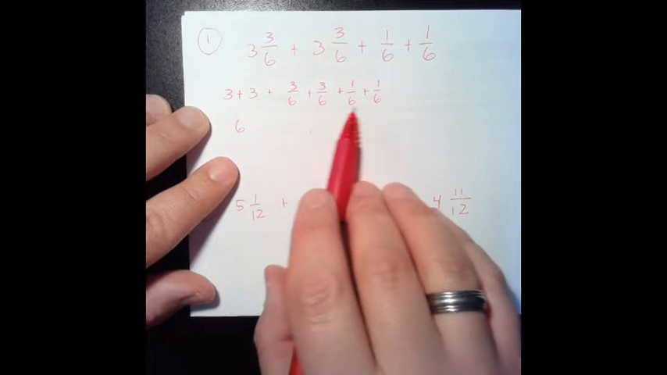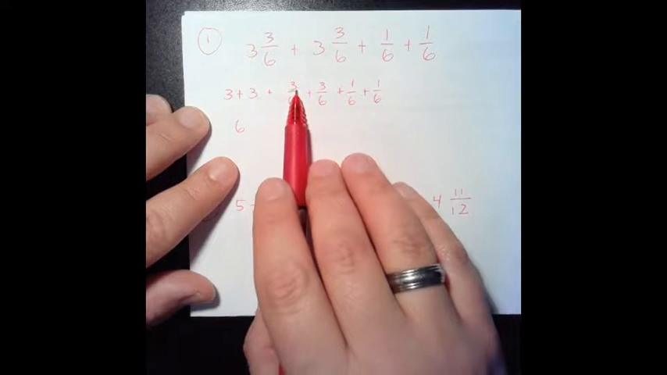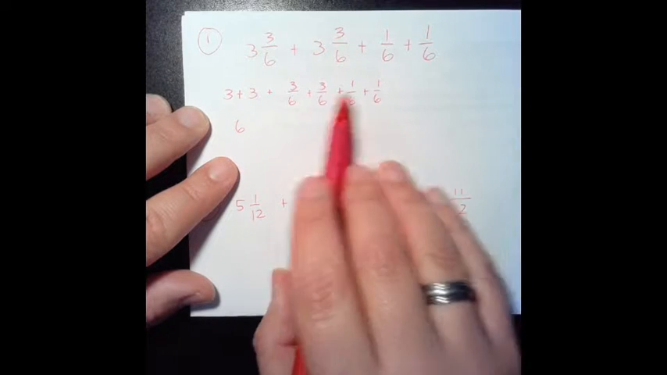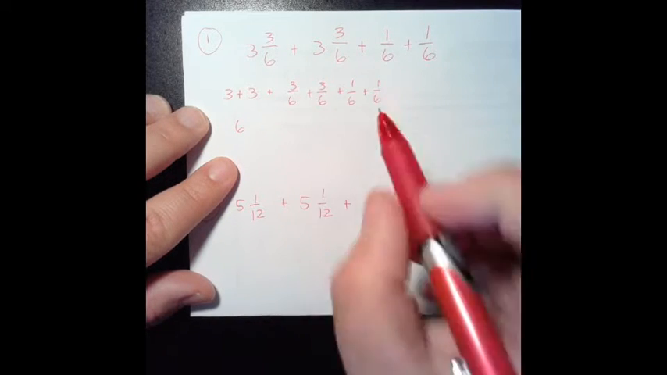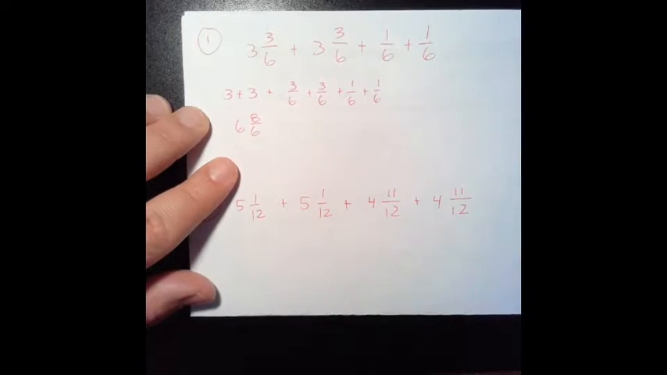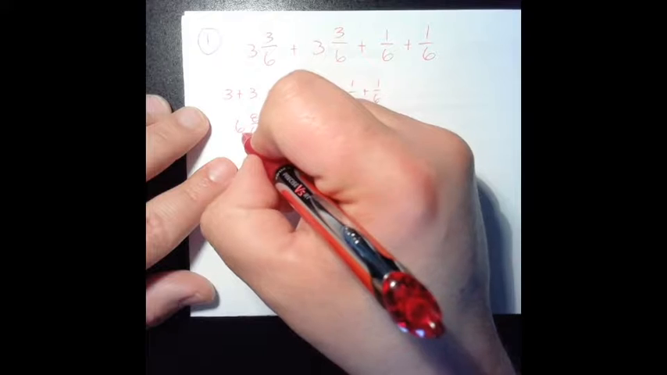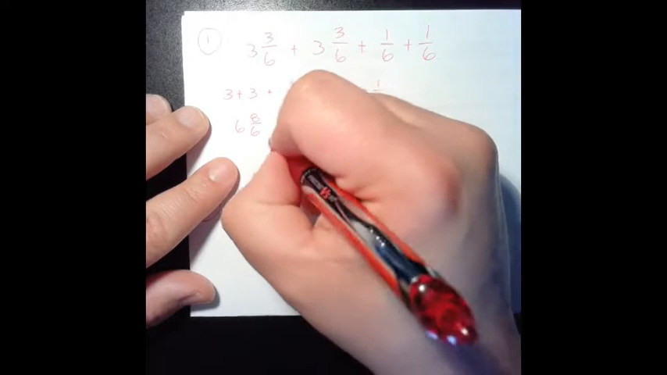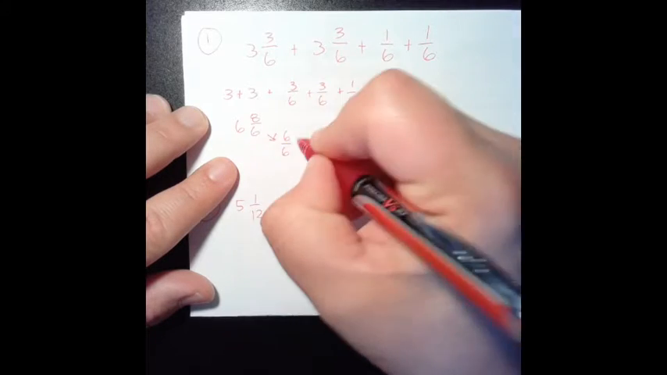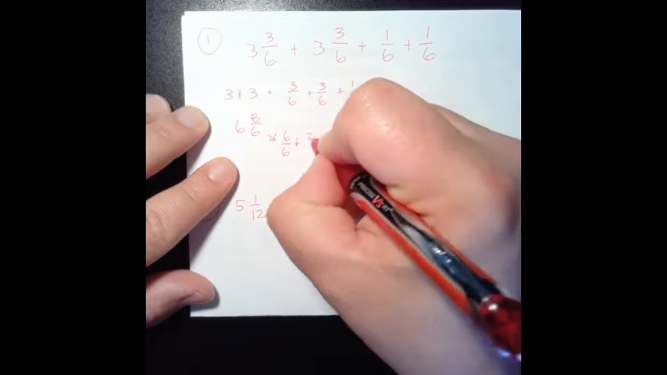We have fractions with like denominators, so we just need to add our numerators. So 3 plus 3 plus 1 plus 1 is 6, 7, 8. So we have 8/6. Now that is an improper fraction, so we're going to break that down into 6/6. That's one whole. That leaves us with 2/6.